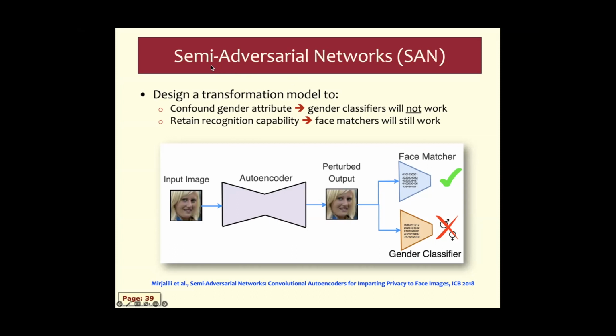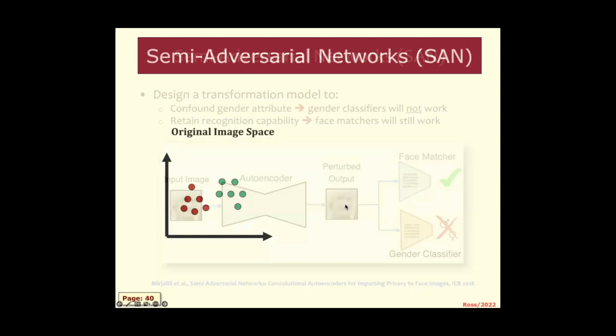And so we call this semi-adversarial networks. For obvious reasons, semi-adversarial, it's not fully adversarial because it is still allowing the face matcher to work, but it's not allowing the gender classifier to make assertions correctly. And all we do is just modify this input image in a very subtle way.